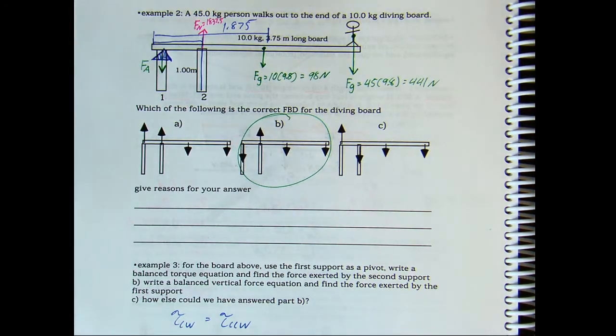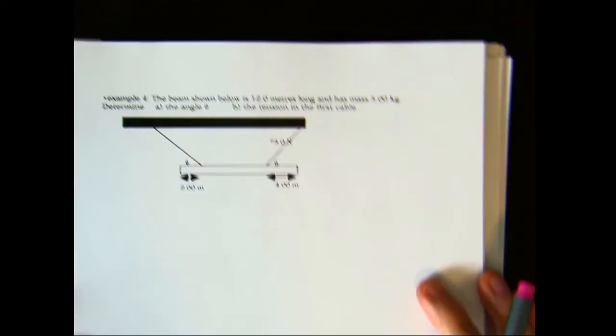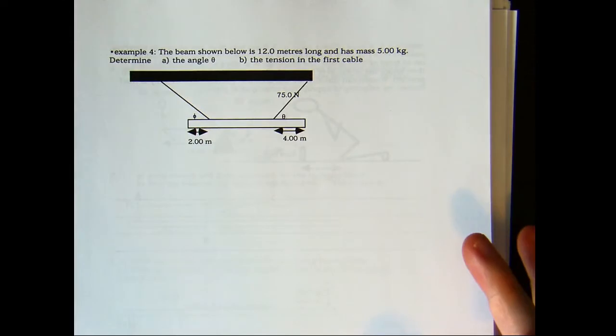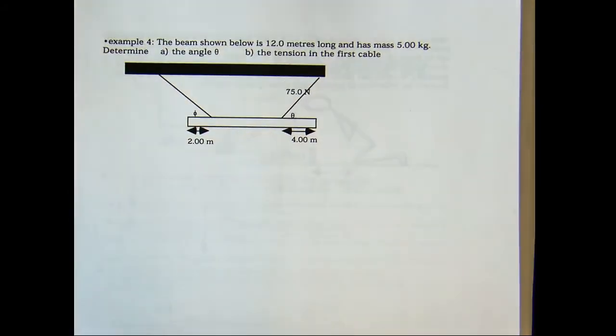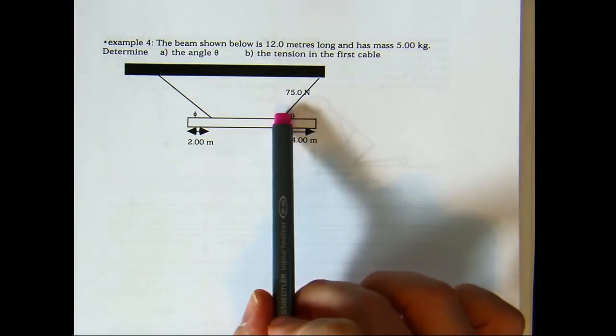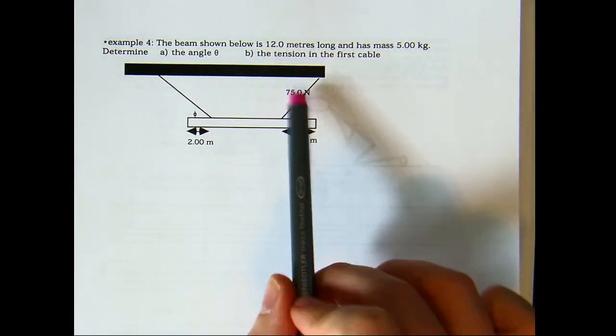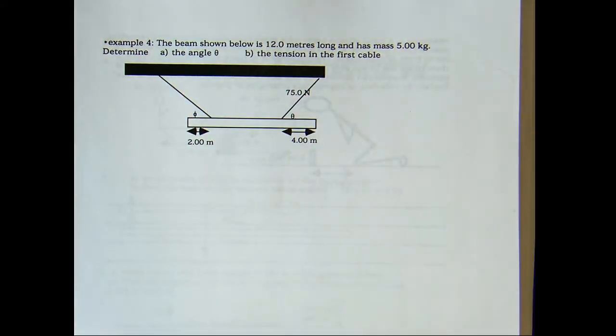Do one more example for you here, and that'll be it for this lesson. So example 4, we've got a beam shown below, right there. It's 12 meters long, has a mass of 5 kilos. We want to know the angle theta, that guy there, between the tension in that cord and the beam itself, and we want to find the tension in the first cable.